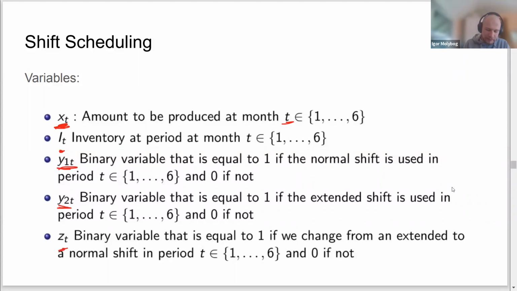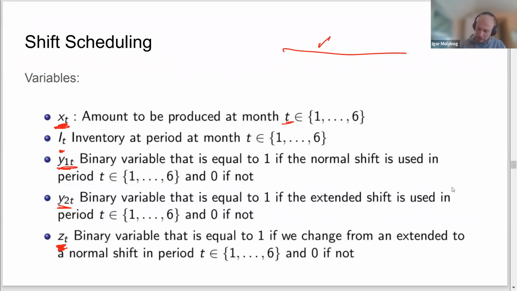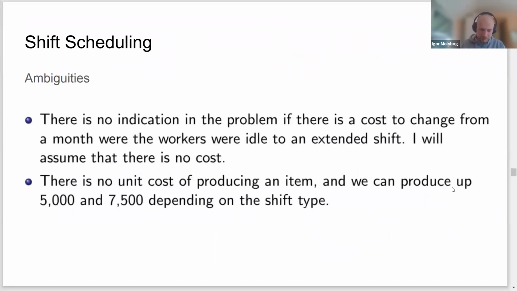Z_t is the binary variable that is equal to 1 if we change from extended to a normal shift in period t, and 0 if not. So this is the variable that is telling us about this jump on the timeline that I was talking about, because we incur additional costs during this jump.